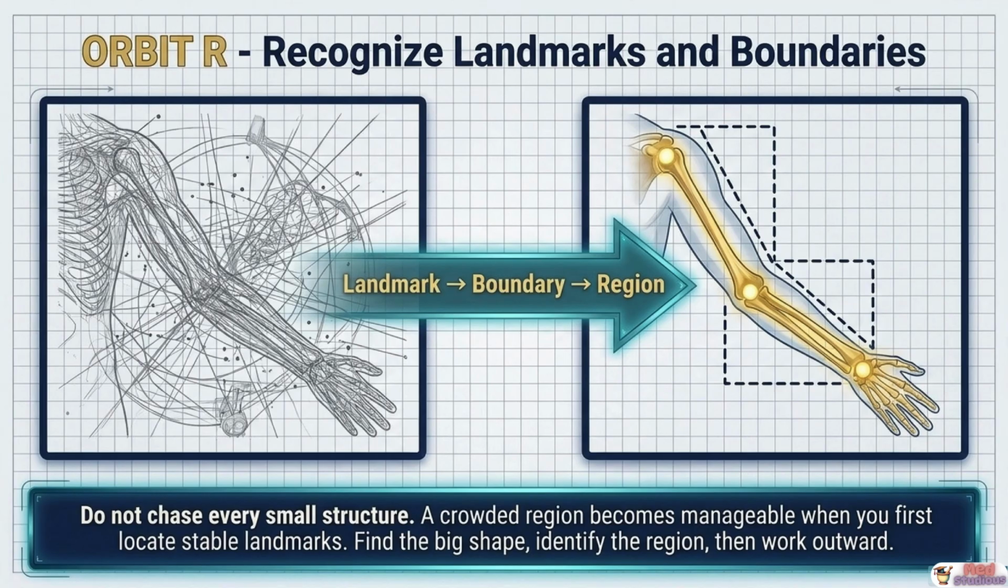Later, when we study the axilla, the pelvis, or the popliteal fossa, boundaries will tell us what belongs inside the space. On cross-sectional images, large bones and organ shapes can orient the entire slice. Find the big map first. Small details become easier once they have an address.